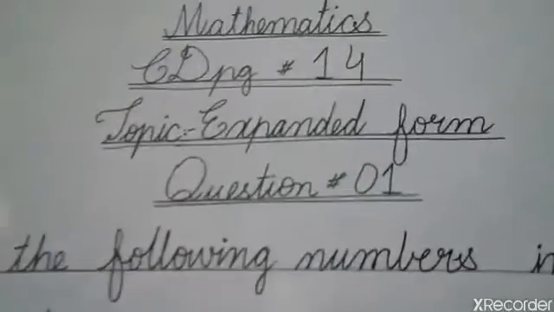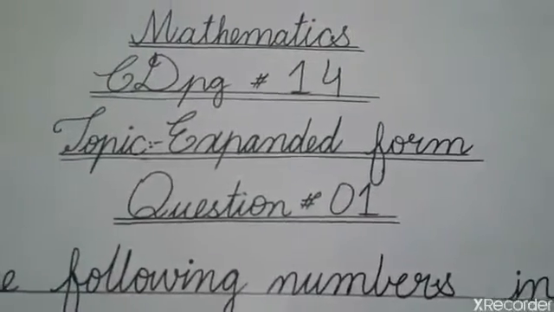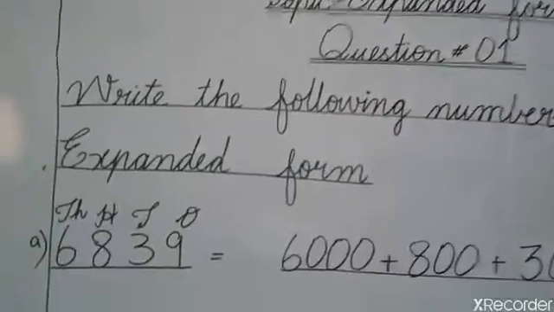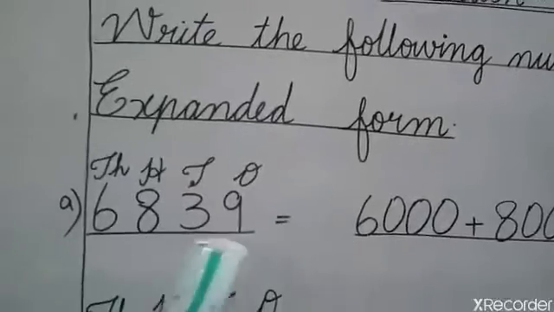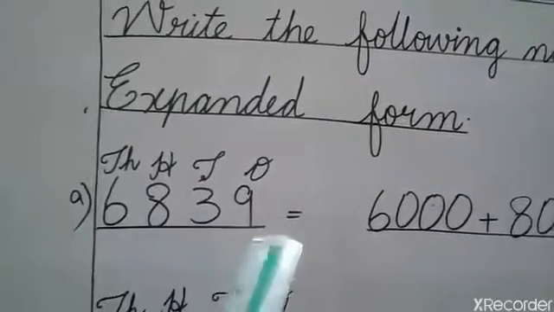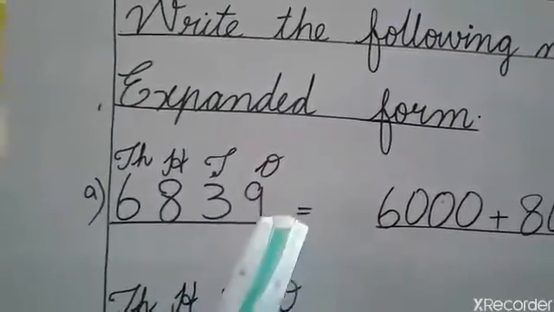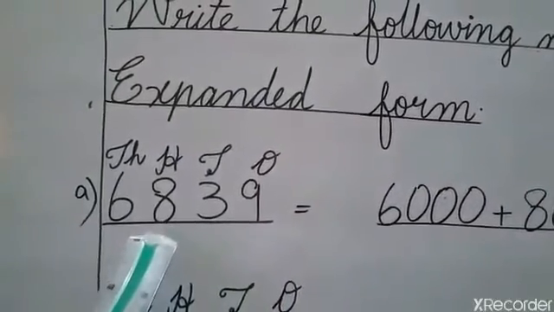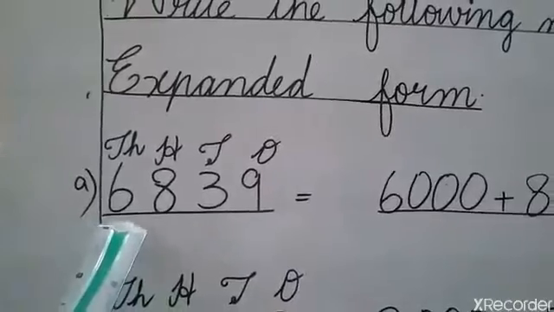Now we are going to start Countdown page number 14 and our topic is expanded form. Question number 1. The question is, write the following numbers in expanded form. Part A, 6839. We are going to expand this number. It is a 4-digit number. The place value of 9 is ones, the place value of 3 is tens, the place value of 8 is hundreds, the place value of 6 is thousands.